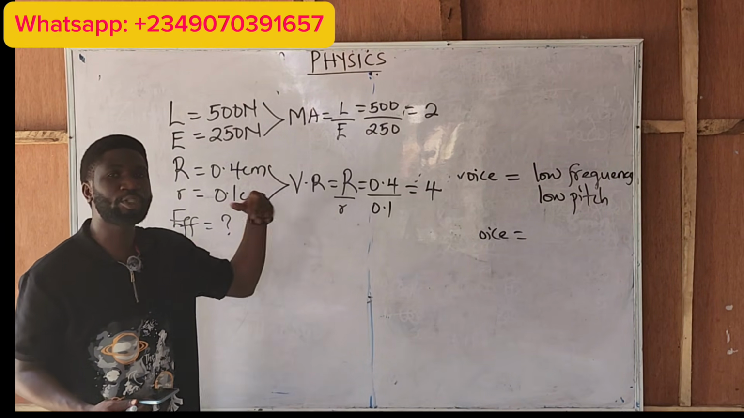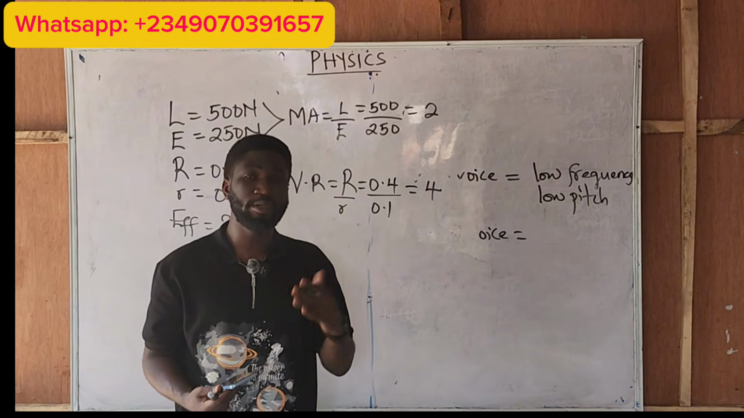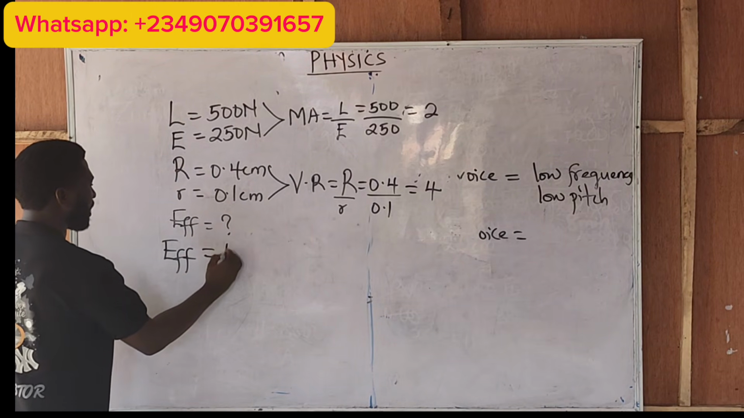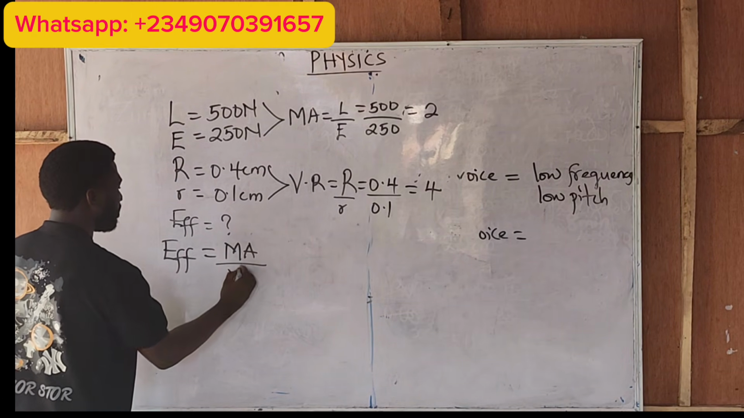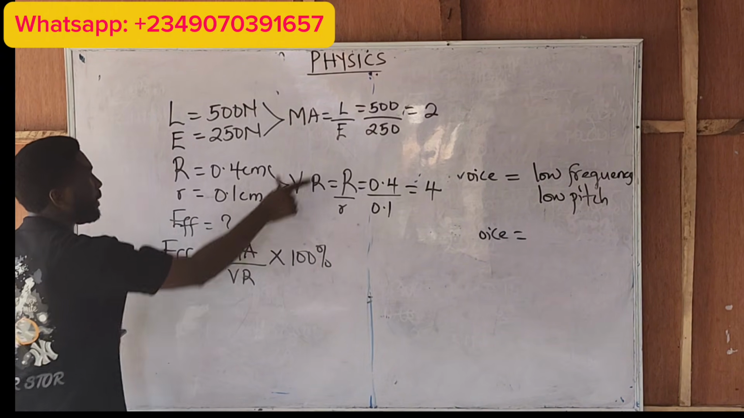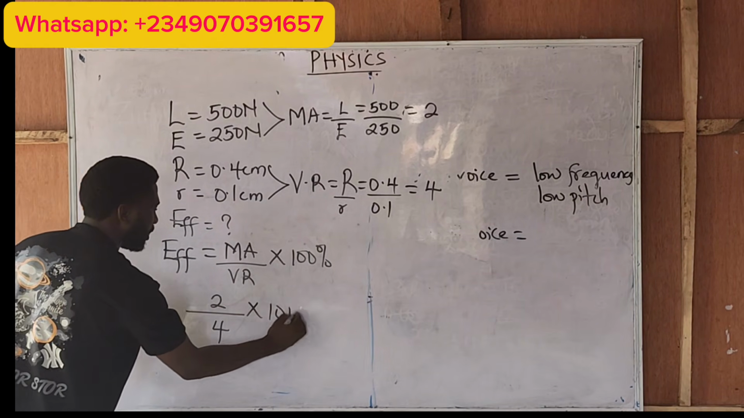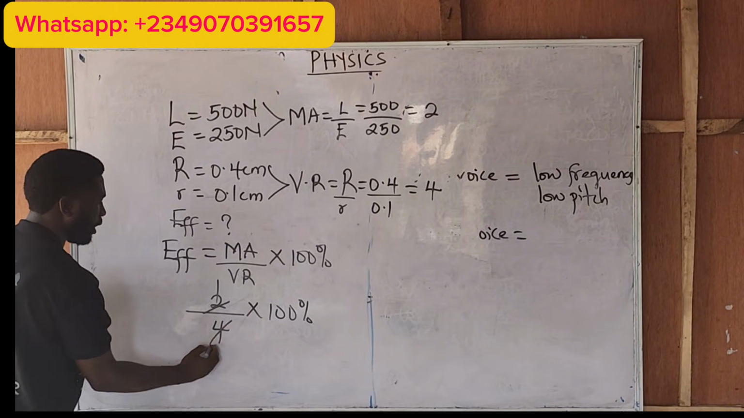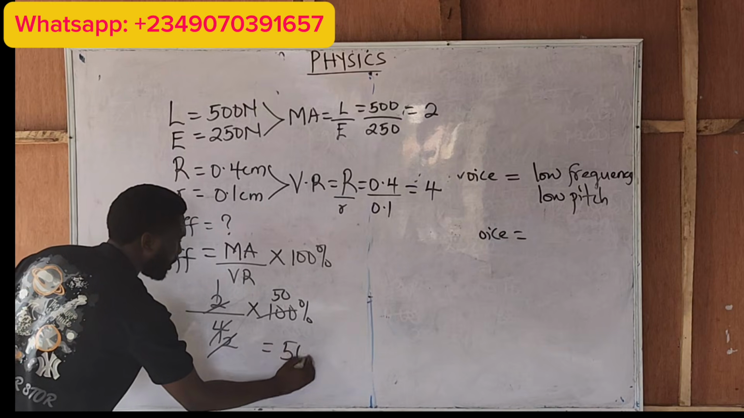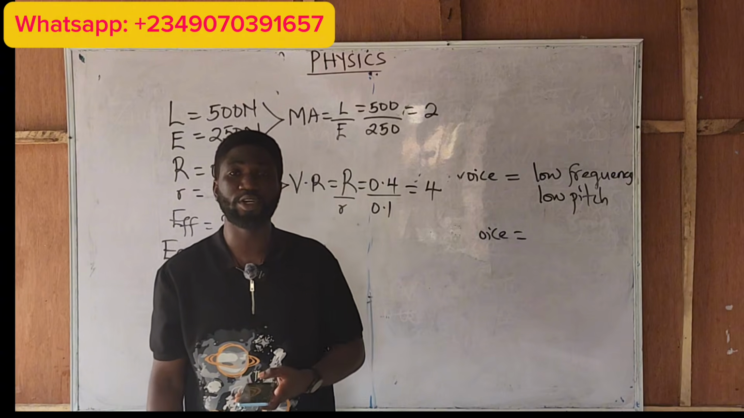The mechanical advantage also has its name to be the force ratio. So we call the mechanical advantage force ratio. So efficiency is said to be mechanical advantage over velocity ratio multiplied by 100%. What is the MA? We have the MA to be 2, over velocity ratio, which is 4, multiplied by 100%. So 2 into 4 is... 2 will go in 100, that's 50, and then we have the right answer there to be 50%. So the efficiency of this machine is 50%, and that is option A.